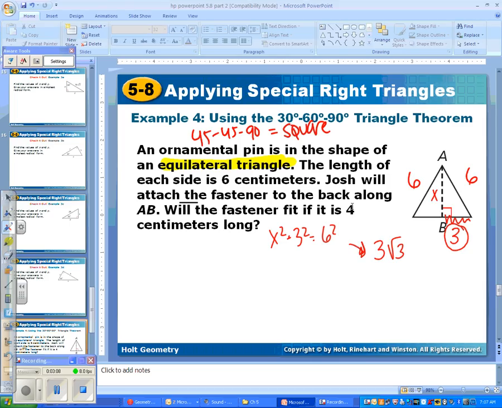So the length of the ornament is about 5.2 centimeters long. So if he wants to fasten, like, you know, that little safety pin thing so you can attach it to your clothes, it's going to be short enough so that it fits. So yes, it will.